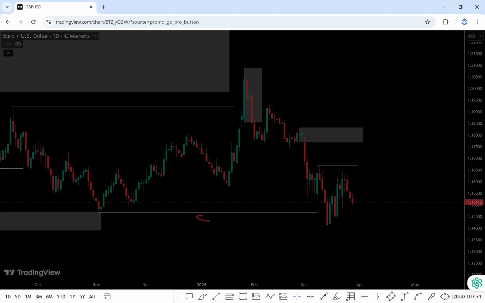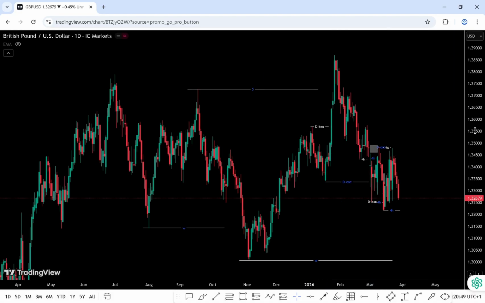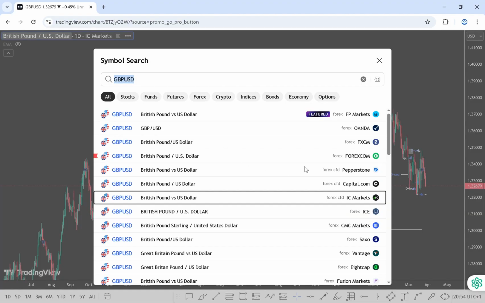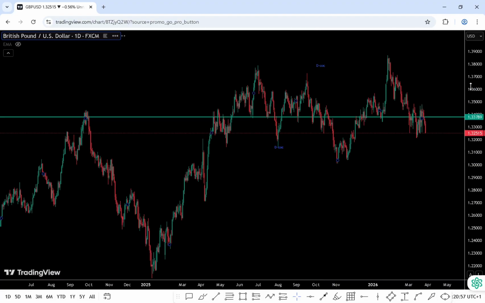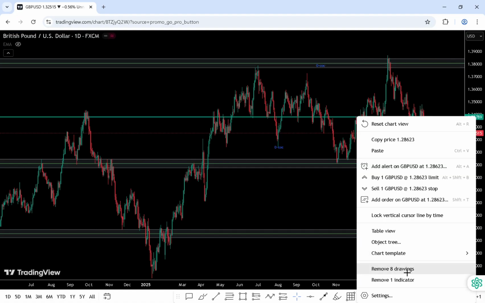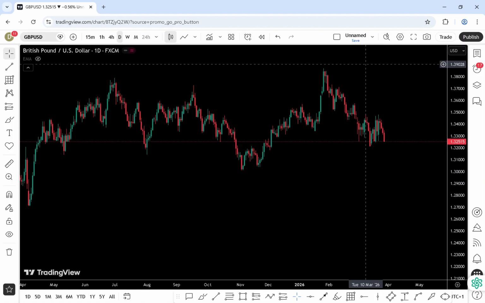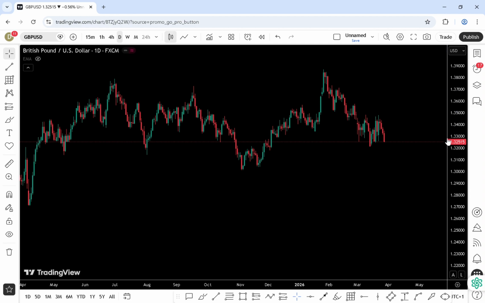Let me use IC Markets. So GBP USD, and see what we have there. I think I have another broker. Let me just clear all this. So GBP USD, we can start from monthly and see what the monthly is actually doing for us.